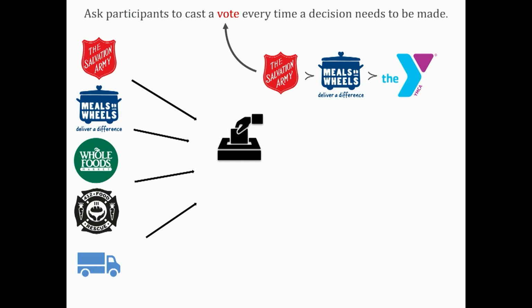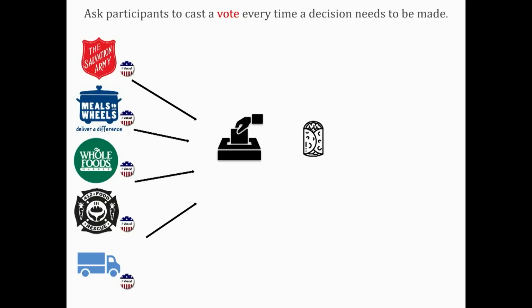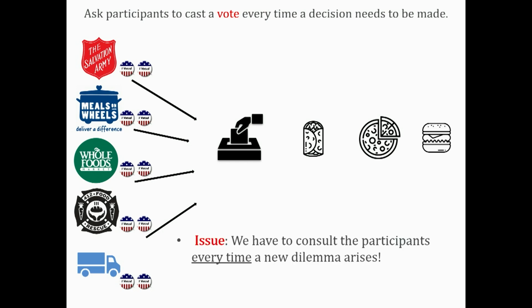So a very expressive vote you can ask for is: I think the Salvation Army should get this. That's my top choice. My second is Meals on Wheels. My third is the YMCA. That's what I think. Okay? So you can elicit votes from everyone, and then aggregate these votes into a collective decision. So a burrito comes, everyone votes. Pizza comes, everyone votes. A burger comes, everyone votes. Okay, so the obvious issue: you need to have these interactions like 2,000 times a day for the scale of 412 food rescue, which is obviously ridiculous.